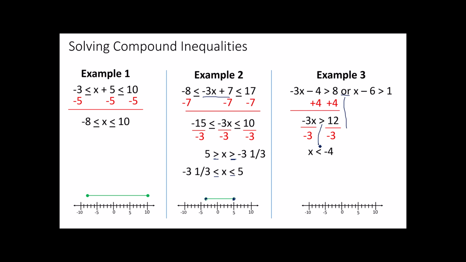If you don't remember why that is, you'll want to go back and watch your first solving inequalities video. Over here on the right, to get rid of the minus 6, we do plus 6 on both sides, so x is greater than 7. And as I mentioned, don't forget to drop the word or. That's your solution. X is less than or equal to negative 4, or x is greater than 7. And there is your solution.